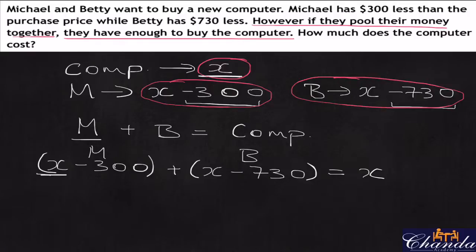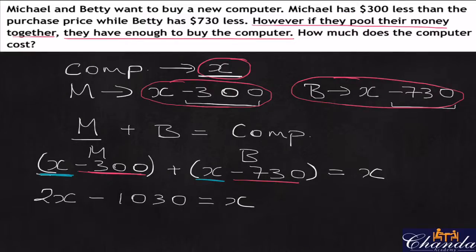Let's now use some different colors to indicate the like terms. So we have X and X, which are like terms here. And we have negative 300. So let me use a different color again. Negative 300 and negative 730 are the like terms as well because they're simply constants. So X plus X gives me 2X. Negative 300 minus 730 gives me minus 1030, which is equal to X.